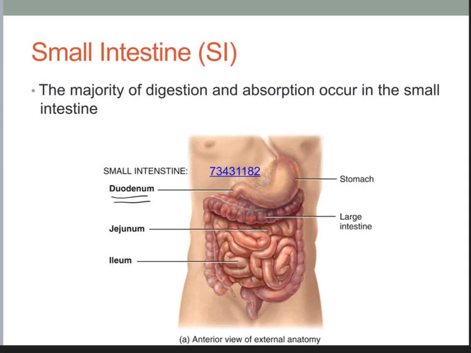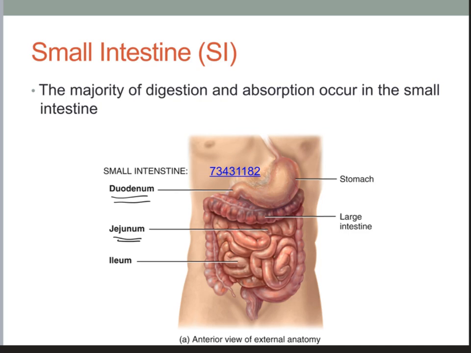The next portion is the jejunum. Now this is going to be the longest portion of the small intestine. It's going to make up about 2/5 of the small intestine. Its main function is going to be absorption, so the majority of absorption occurs right here in the jejunum. The specific nutrients that it's going to be absorbing are going to be sugars, fatty acids, and amino acids.